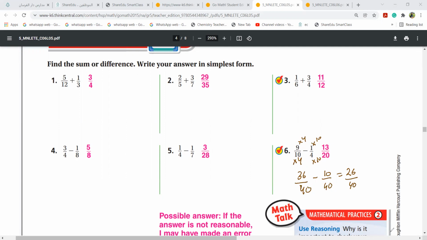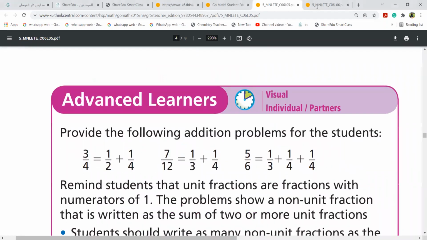Like, if the numerator is bigger than the denominator, what do we do? See, we are simplifying. Like, see here, the numerator is small. Even if it is big, you check whether they come in the same timetable or not. That is simplest form. Okay. But can I ask you something? One minute, my dear, one minute.